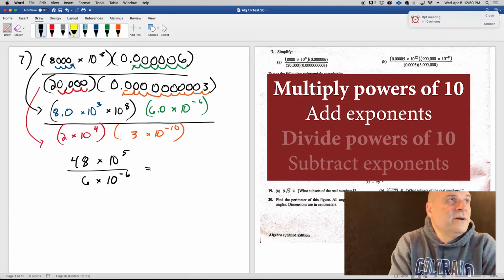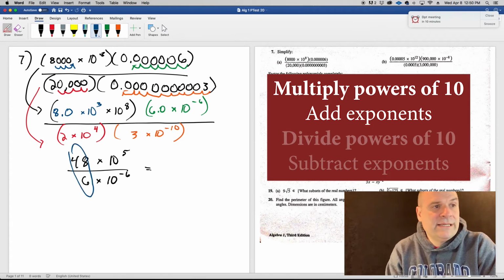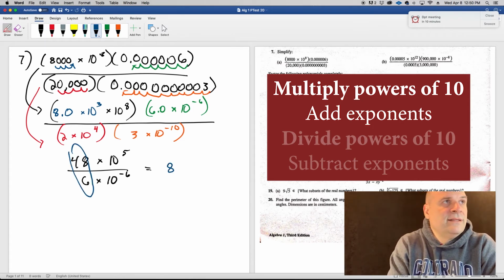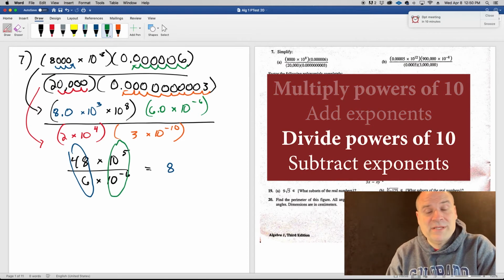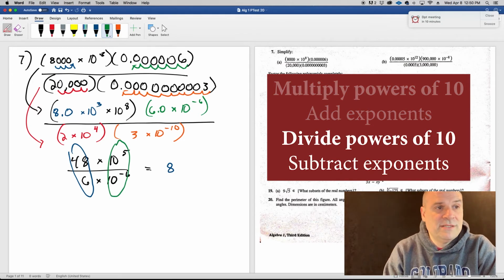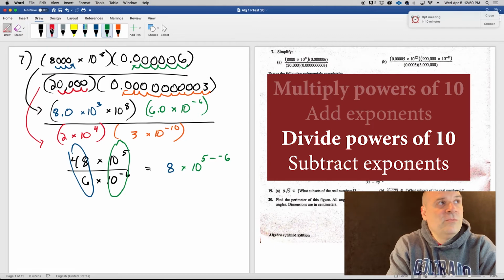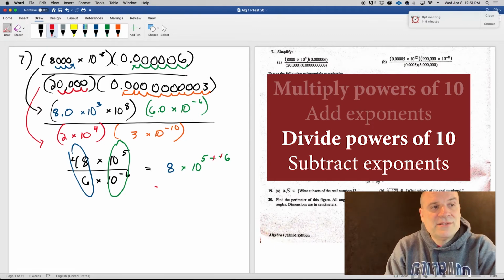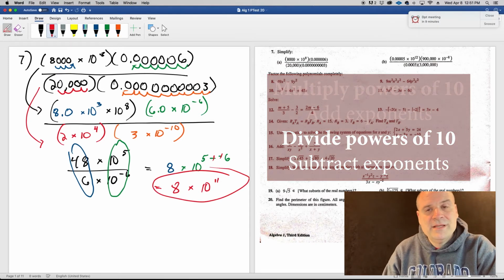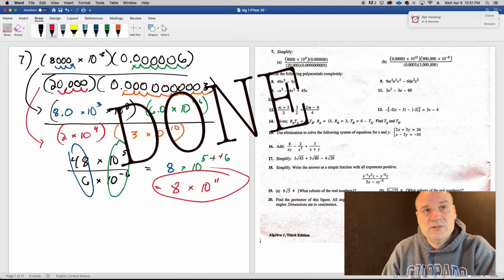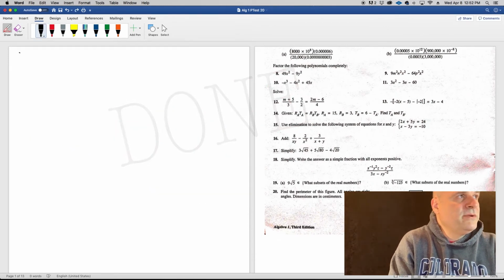Now we're going to just do our division. 48 divided by 6 is 8. And then let's just divide our powers of 10. Remember, when you divide powers of 10, you subtract the exponent. So this is going to be times 10 to the 5 minus -6. All right, don't be fooled by that chicken scratch. So this is actually 8 times 10 to the 11th. Done. Boom. Good job.